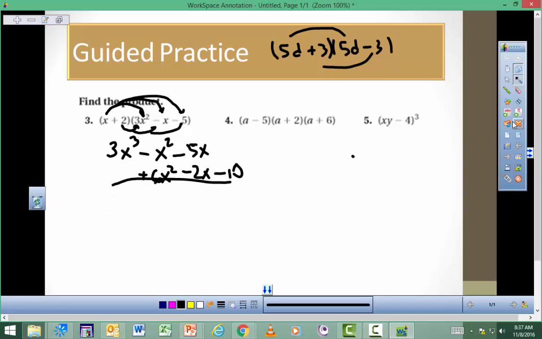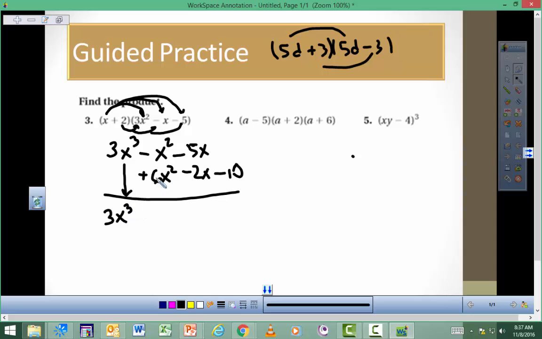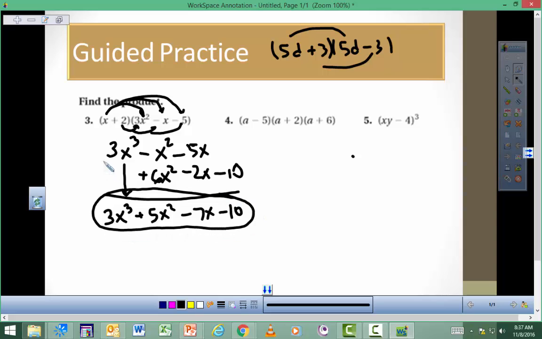you can add straight up and down. So for this one we get 3x cubed, and this is a 6, this is a minus 1, so we get plus 5, minus 7x minus 10. So that's how I do one of these. It's not terribly hard, but it's easy to make a mistake.